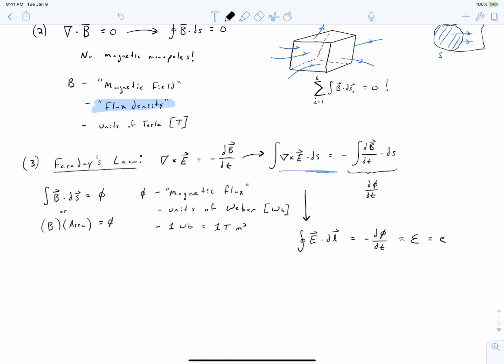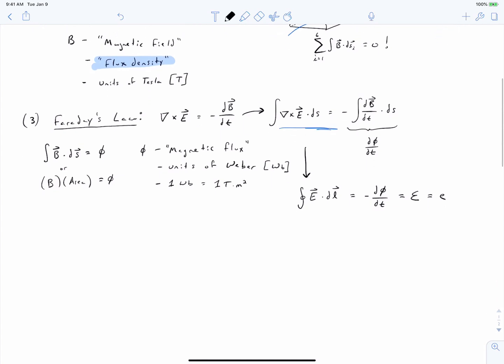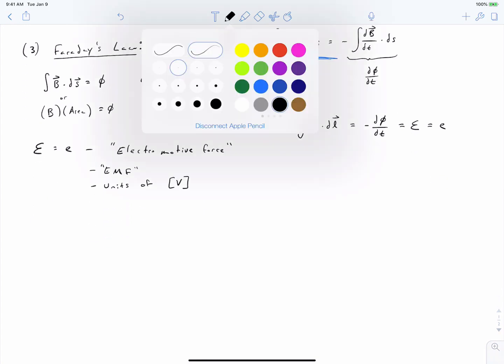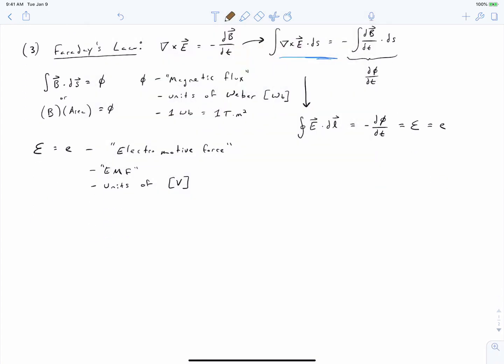This is a voltage that pushes charge around a circuit, that causes a current to flow if there is a conductive path. So epsilon, or lowercase e, is our electromotive force, and it has units of volts. So let's talk a little bit about what this means. Suppose that we have a coil that is wrapped around like a solenoid, and say that it's wrapped around N times, that we can say it has N turns.